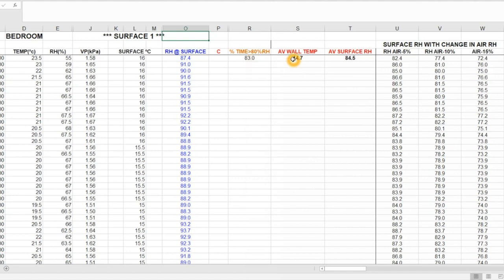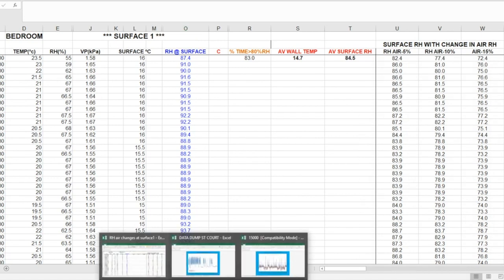The average wall temperature is 14.7. The average surface relative humidity is 84.5. Now we can also calculate it -5, -10, -15, -20, just to see what sort of numbers we get. So once you've made all these spreadsheets up, it's pretty easy to do all this sort of stuff, and you can just produce marvellous amounts of data.